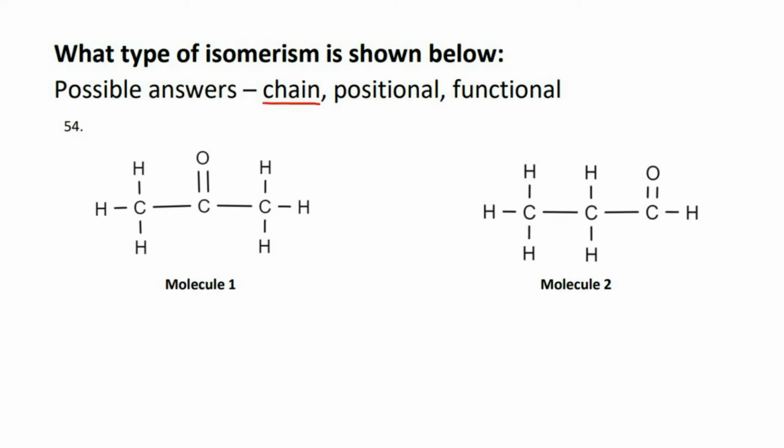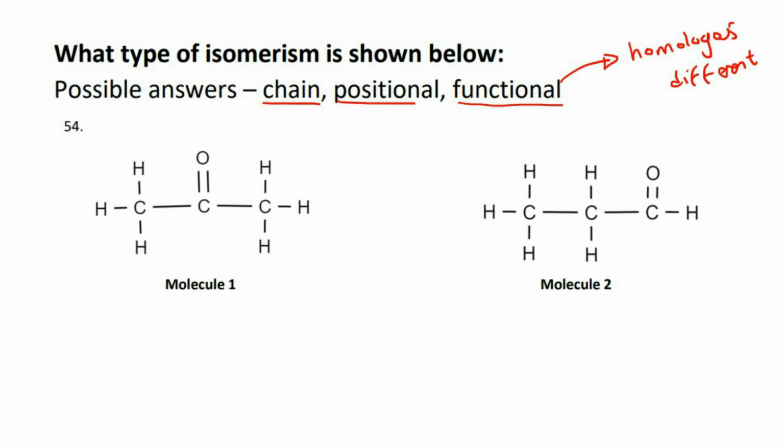You get chain, position, and functional. If it's functional, then the homologous groups are different. So we could say here homologous is different. So like the one might be a carboxylic acid, and the other one might be an ester, for example.